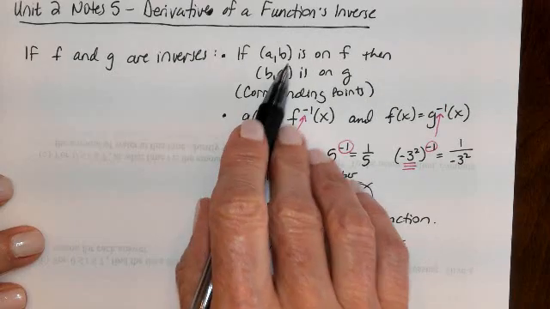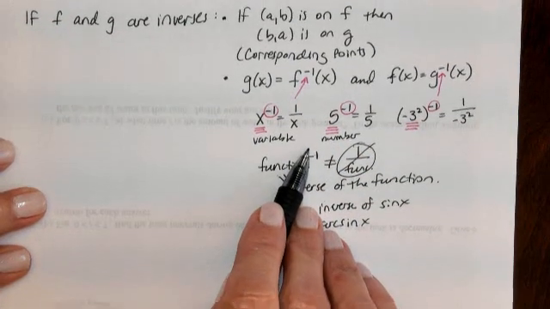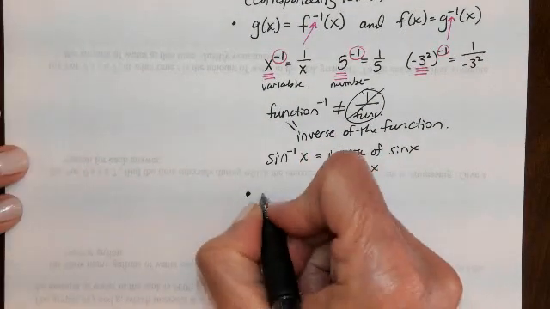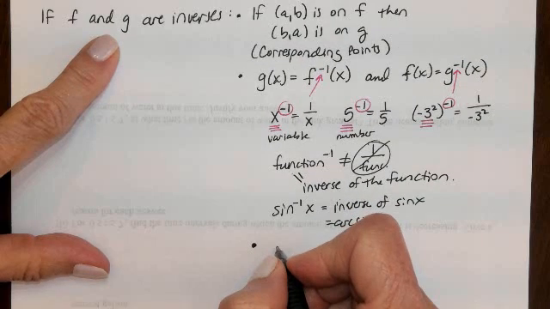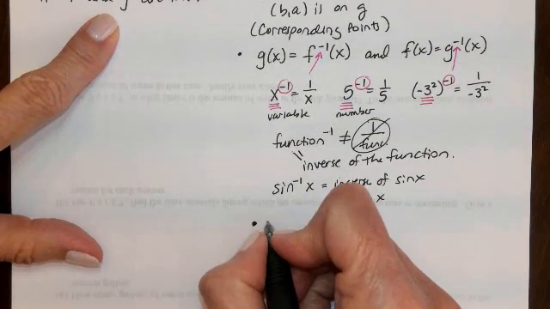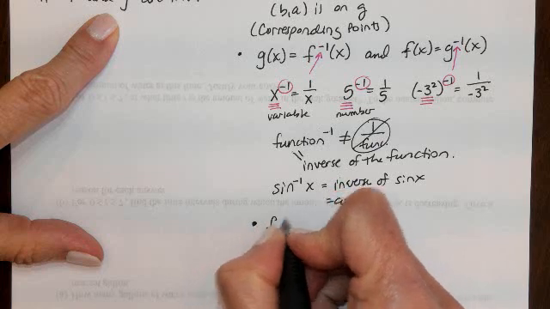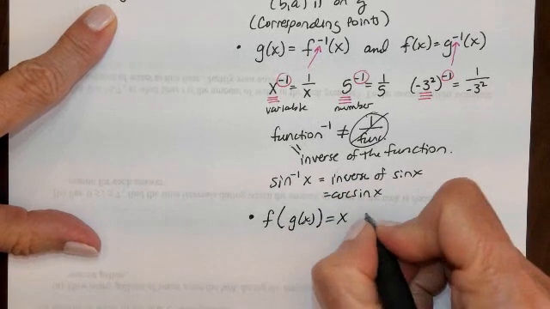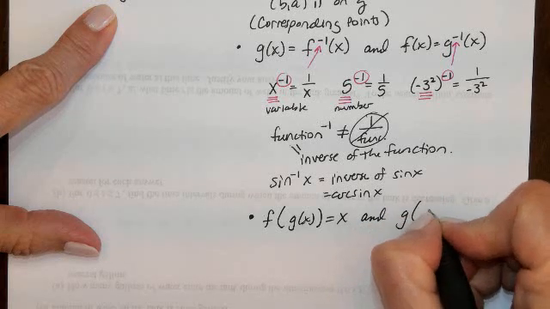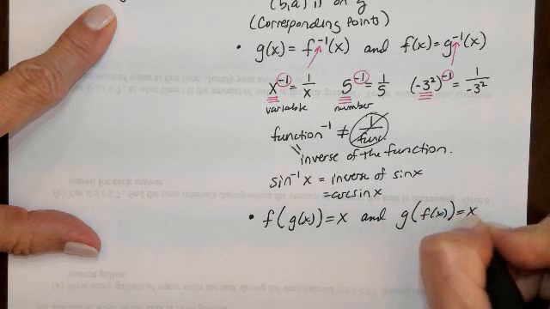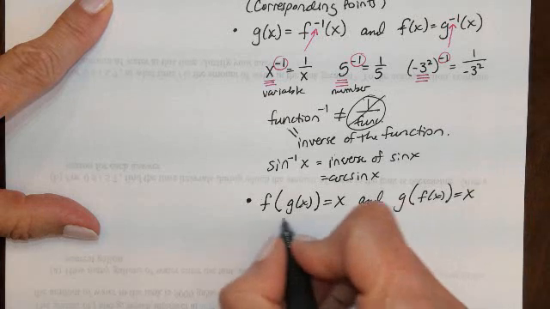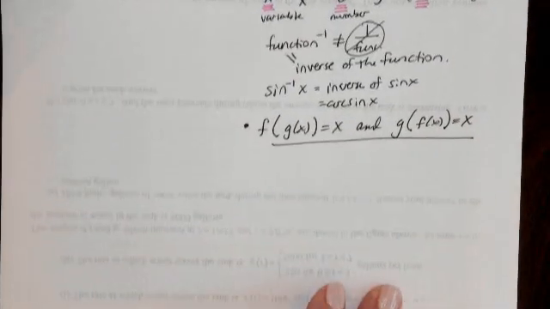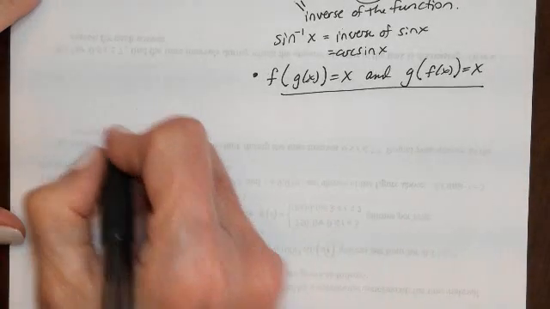All right, so corresponding points, notation, something that you may or may not remember from last year. If f and g are inverses, then f of g of x is equal to x, and g of f of x is equal to x. That's just true. Okay? All right. So just a little bit of a thinking on that.